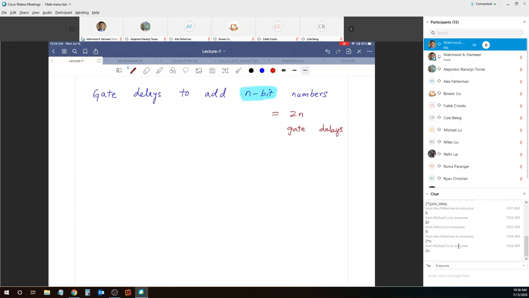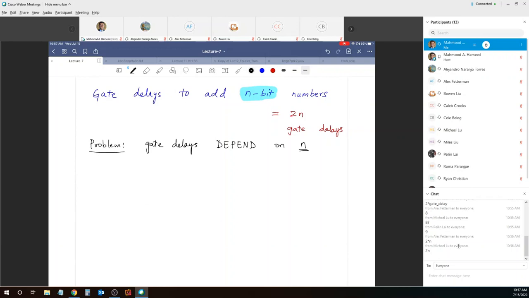Now, what is the problem with this? The problem is gate delays depend on n, the number of bits in the numbers, right? So if I go to 8-bit addition, I will have to wait for 16 gate delays. If I go for 64-bit addition, I will have to wait for 128 gate delays. That is extremely bad. Why is it bad?